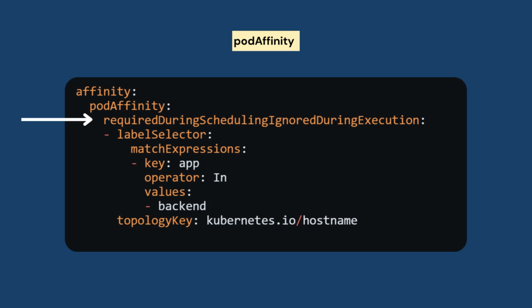It tells the scheduler only place this pod on a node where there's already a pod with label backend. The label selector block defines which pods to match, and the topology key that we have ensures the rule applies at the node level, meaning co-location on the same node is mandatory before scheduling.